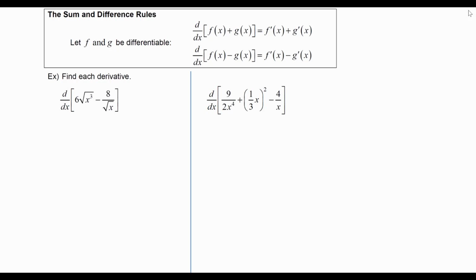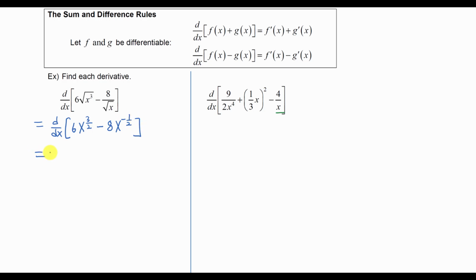Find each derivative. I have 6 radical x cubed minus 8 over square root of x. So it's always a good idea to change them to a power function so we can use the rules that we just learned. So derivative of 6 times the square root of x cubed, when you change it to a rational exponent, will be x to the 3 over 2 power, minus 8 times square root of x, which is x to the 1/2 power, but because it's in the denominator and we need to bring it to the numerator, that will become negative 1/2 power.